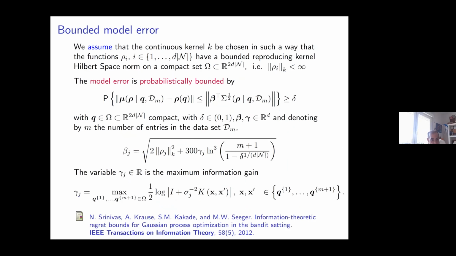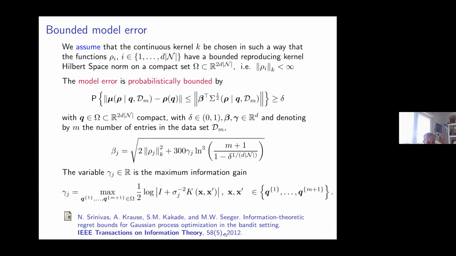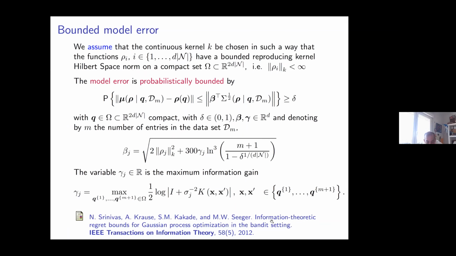What is also crucial for the result that I want to give today is how the model error is probabilistically bounded. That is a result that is classical in the literature, and basically one updates the classical result in this paper of IEEE Transactions on Information Theory based on the problem that we are working on. For instance, this result was developed on R.